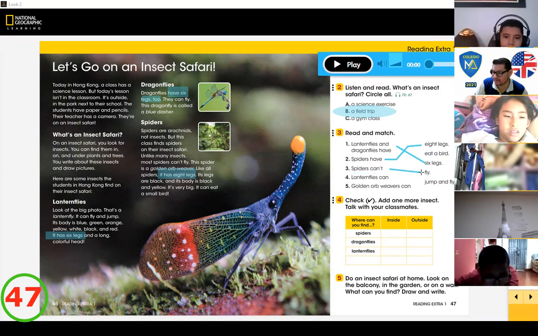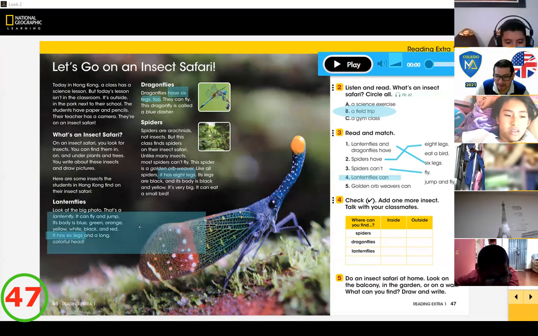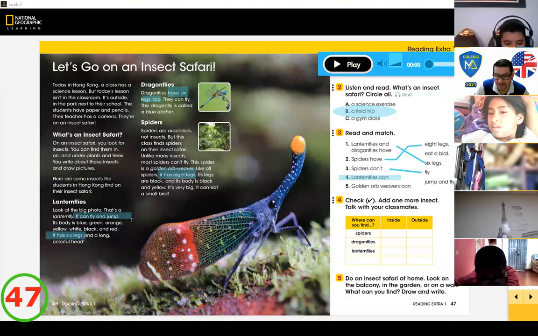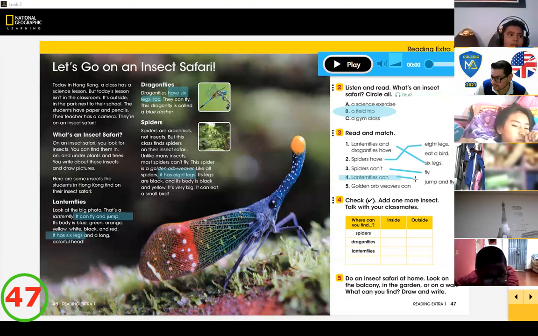Now, what about lanternflies? Something that the lanternflies can do. What do you think? What's the answer? Jump and fly. Very good. It says on this part, no? Lanternflies, you have the answer. It can fly and jump. Or jump and fly. Very good.